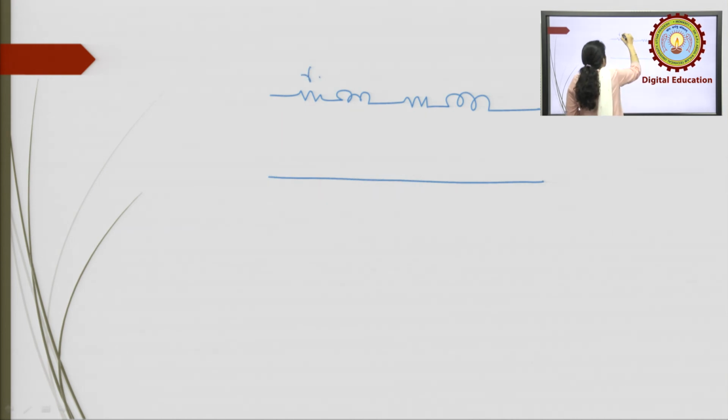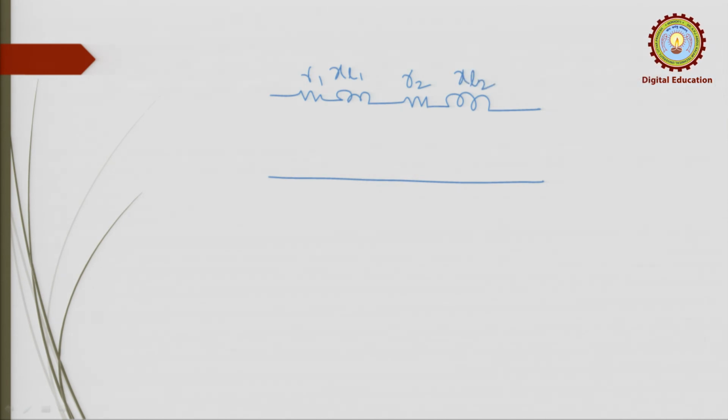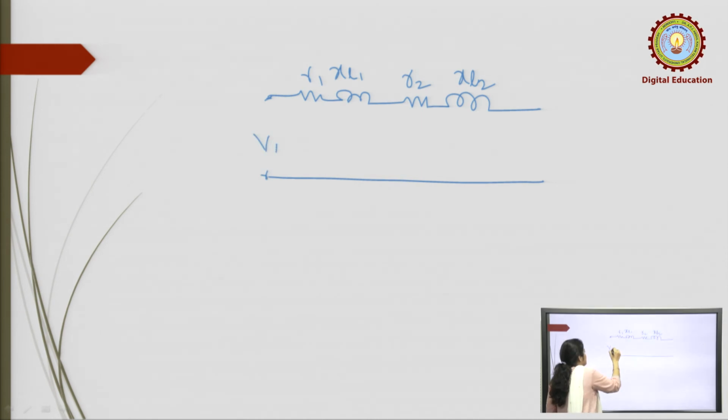this. This is suppose R1, XL1, R2, XL2. Okay. Here this is V1, this is V2. So, in this I0, here this I1 is the same as this I2. Okay. Now, it can be drawn like this.